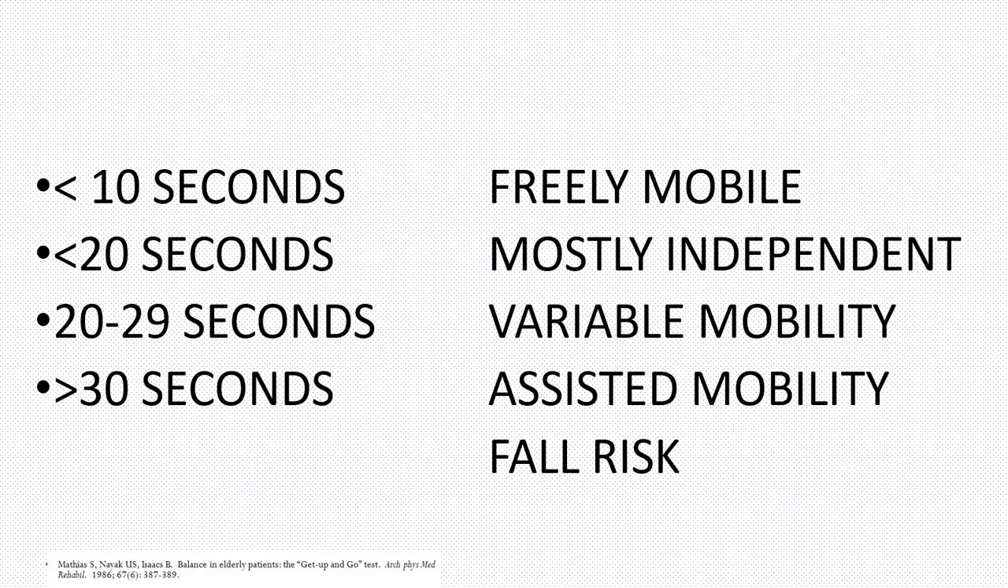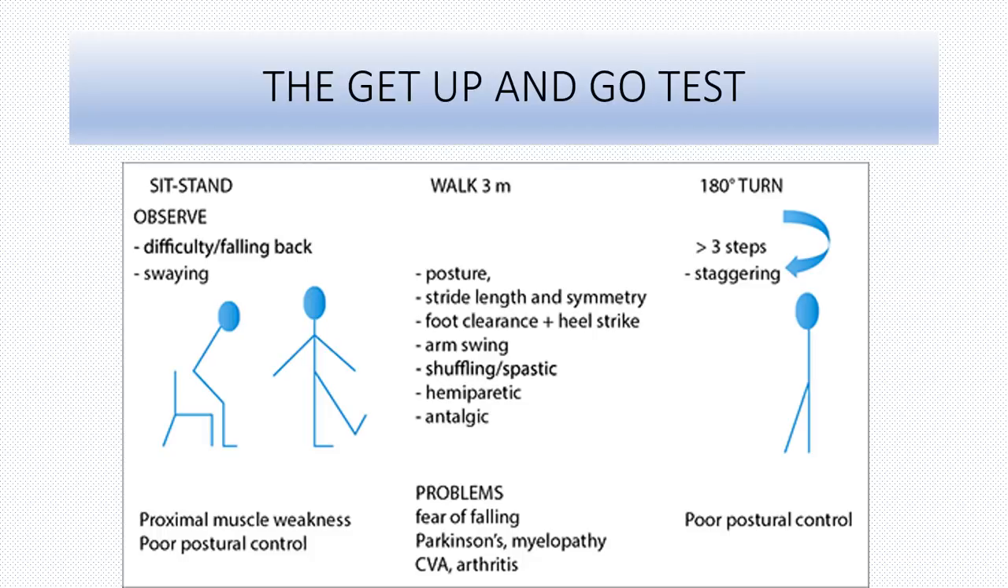The normals are generally accepted as listed here. The typical normal get up and go test, meaning the patient stands up, walks 10 feet, stops, turns around, goes back to your podiatry chair and sits down, should be done in less than 10 seconds. Less than 20 seconds means the patient is probably okay, but once you start getting greater than 20 seconds, 20 to 29 seconds, they are at increasing risk for falls. And greater than 30 seconds, these patients are at significant risk for falls, and the primary care physician probably needs to be notified of that.